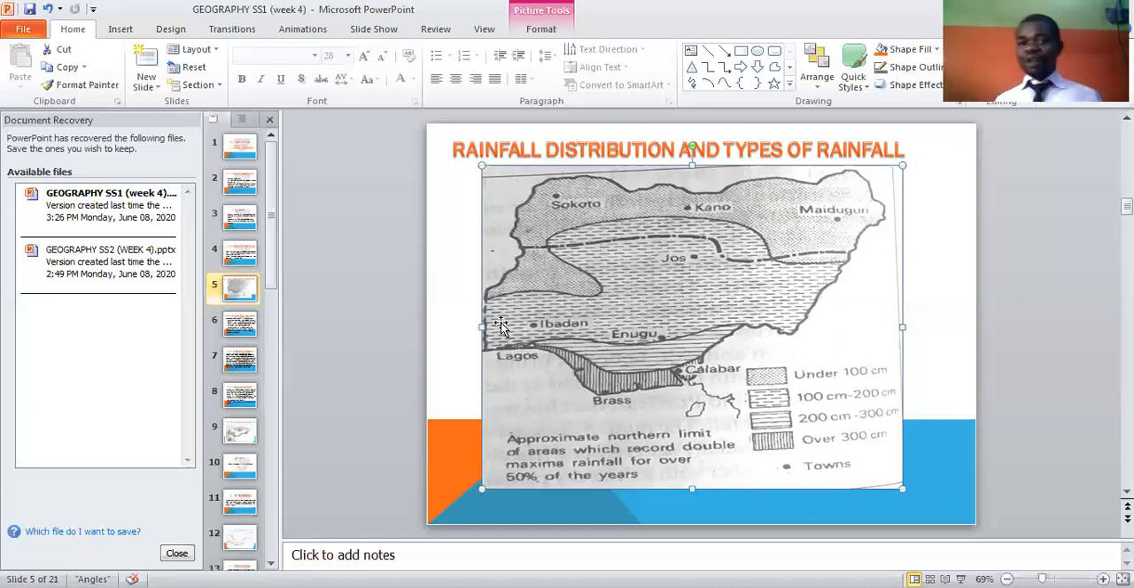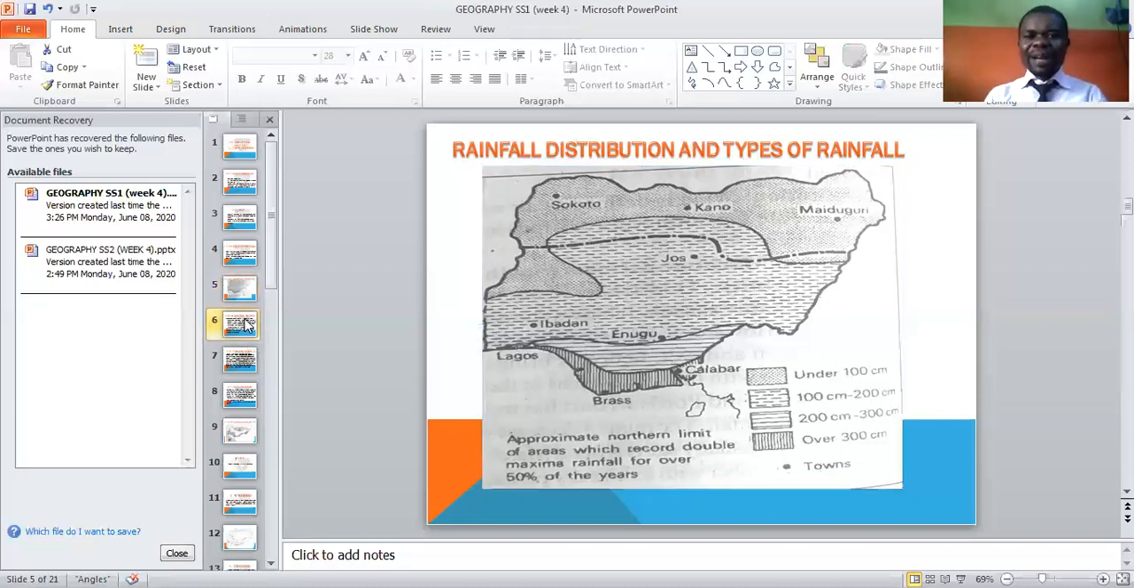This is the rainfall distribution of Nigeria. Then these areas have names, like here you have Ibadan, Enugu is southeast here, you have Jos, that is north central, you have Kano, you have Maiduguri, northeast, Sokoto, northwest, and so many others as you are seeing here. Then we need to look at these types of rainfall. We have talked about the distribution. Let us look at the types of rainfall.